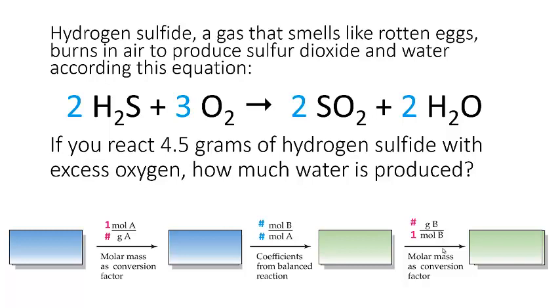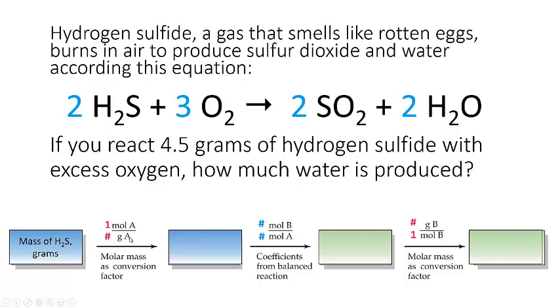In this case, we're wanting to react 4.5 grams of hydrogen sulfide with excess oxygen. So in our conversions, we're going to start out with 4.5 grams of hydrogen sulfide, and we're going to let it be producing water way over here. And that is our strategy. So first off, let's fill in these boxes. The first thing you have is mass of hydrogen sulfide. That's our first substance, and we're going to convert that into what comes next.